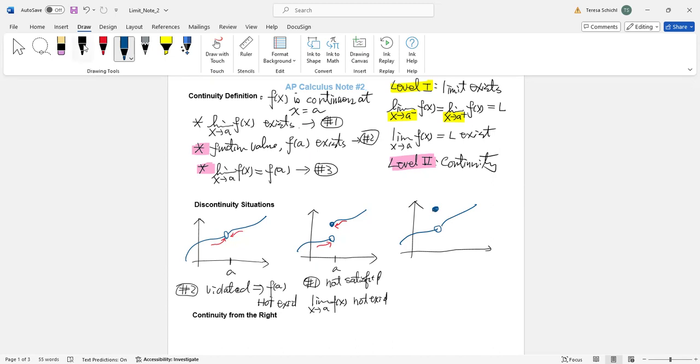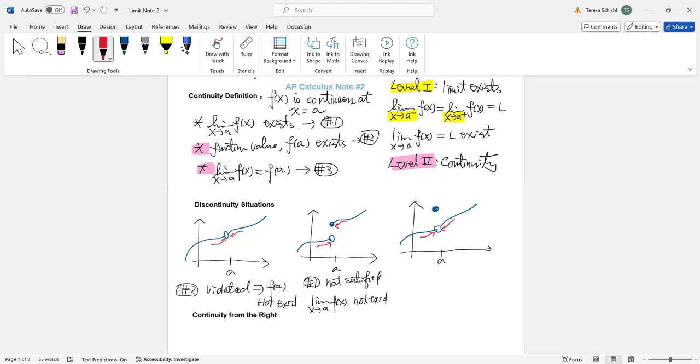So if this is my f of x, let's take a look. If I have the limit approaching a from the left-hand side, it is approaching to here. The limit approaching a from the right-hand side is approaching to here. So the limit exists. That's good.